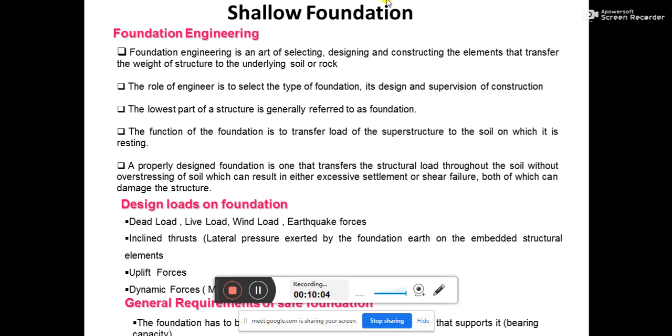All of you know that the lowest part in every structure, in most of the cases, is generally referred to as the foundation. And the function of the foundation is nothing but to transfer the load of the superstructure to the soil. That means a foundation is sometimes termed as a substructure. The substructure will be taking the load from the superstructure, and the superstructure is nothing but the structure which you see outside the ground. That superstructure will be transferring the load to the foundation, and in turn, through that substructure, the superstructure load will be transferred to the soil on which that substructure is resting. That is very important to understand.